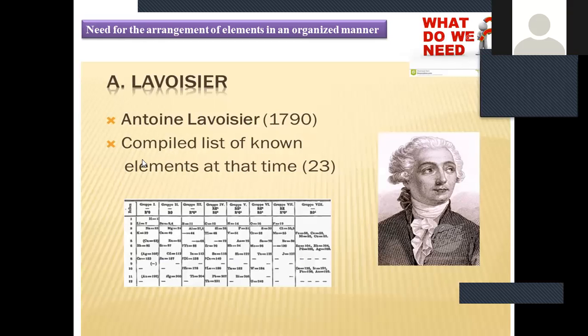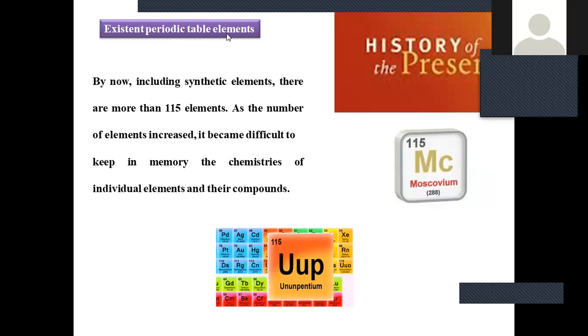Antoine Lavoisier, in 1790, compiled a list of known elements, and 23 were well known to us. And this is about the classification made by Lavoisier. Then the existence of the periodic table of elements. When you consider the modern periodic table, a total of 115 elements are well known. The 115th element is muscovium, with atomic number 115 and atomic mass 288. This is the last element. You can't say it is the last, because we are not able to put a full stop. There is always growing research on this. Science will always explore it. As of now, we know only 115 elements. That 115th element is muscovium.